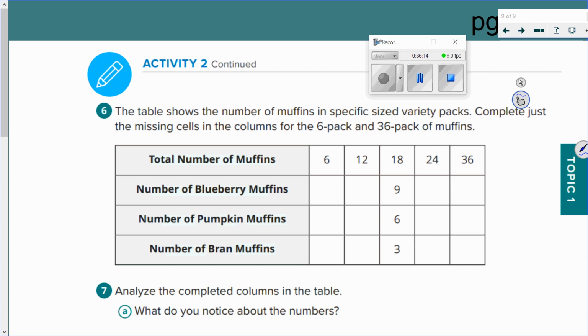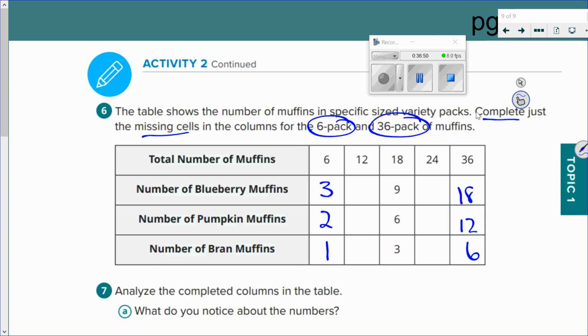Okay, we're going to run through this together because we're down to 2 minutes. So, we need to complete the missing cells for the 6-pack and 36-pack. That should be an easy one. For the 6 to 36, all I'm going to do is double all those numbers, right? So that becomes 18, 12, and 6. Going from 18 to 6, I'm just going to divide by 3. So that gives me 3, 2, and 1.